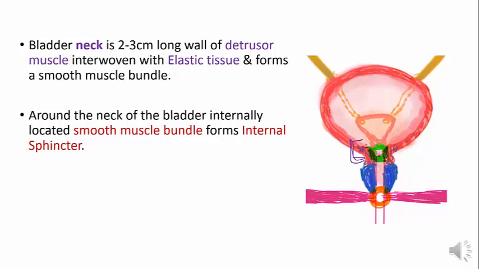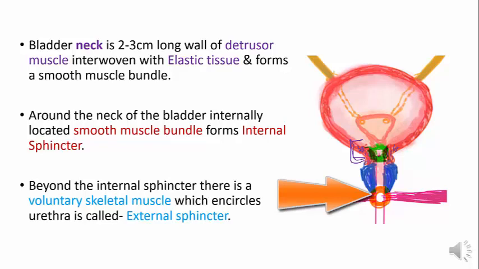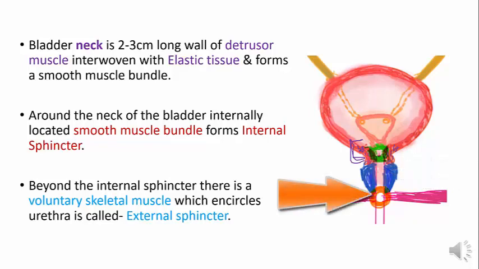Now beyond that internal sphincter there is a voluntary skeletal muscle which encircles the urethra. This is a voluntary skeletal muscle. This blue portion is the prostate, and below that is a voluntary skeletal muscle, and it is called the external sphincter. Now it is under voluntary control of the nervous system.